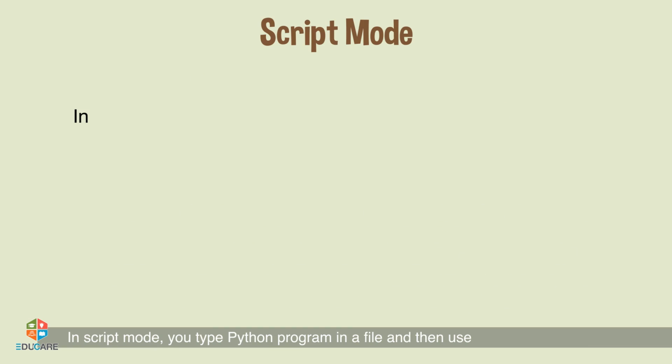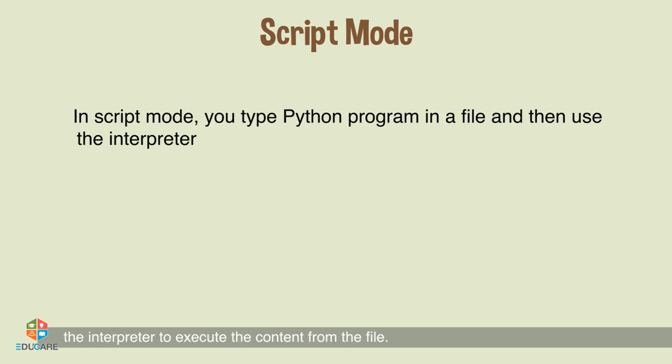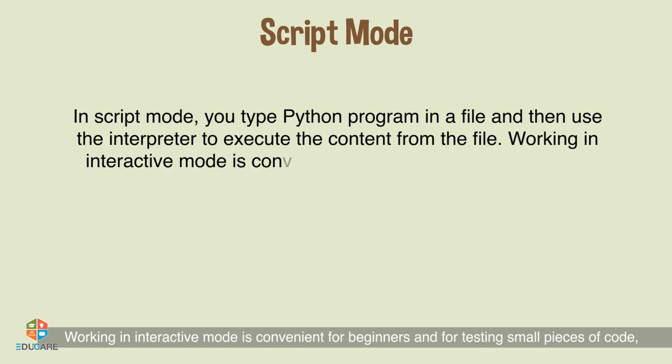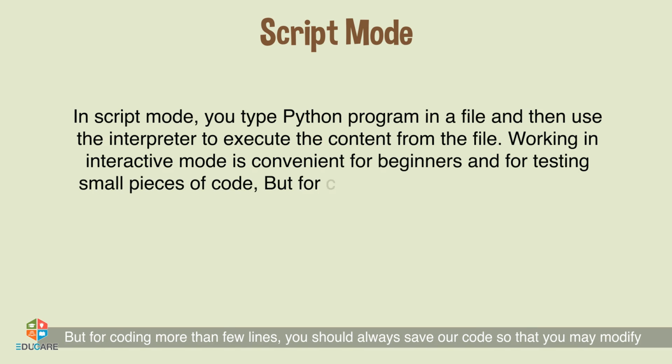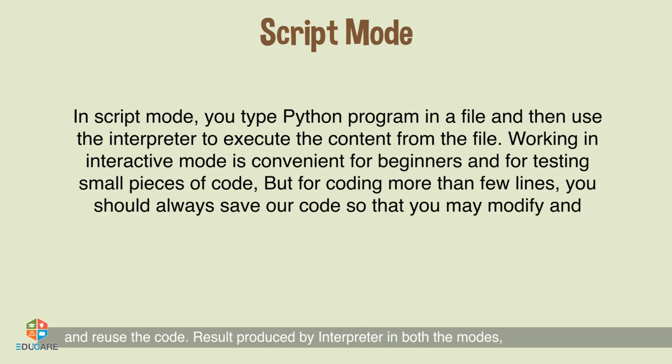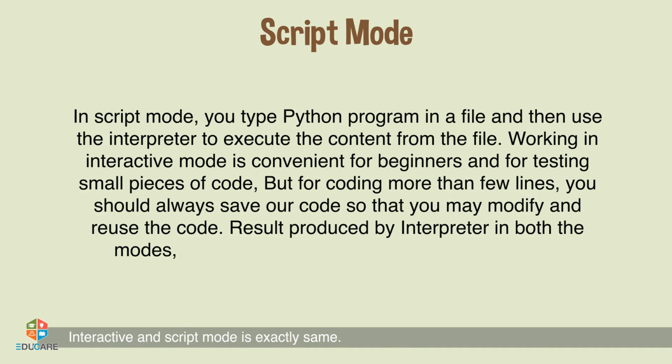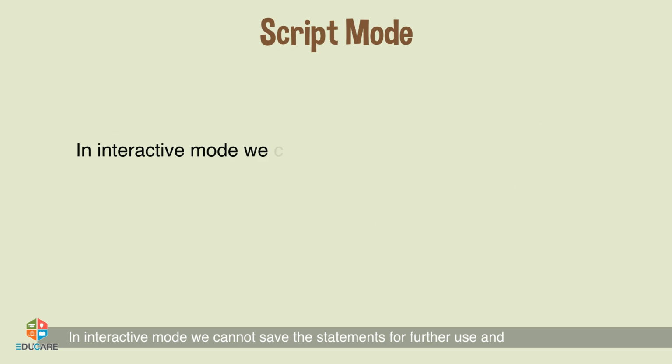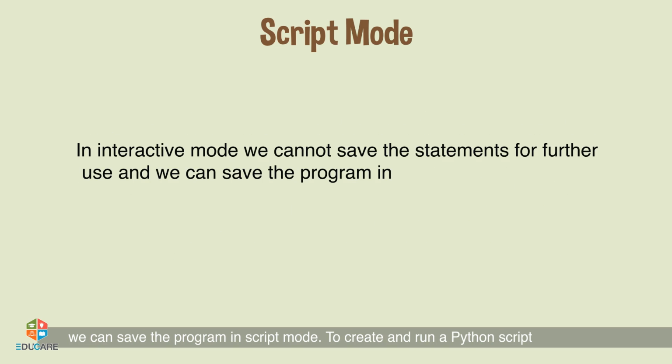Script mode. In script mode, you type a Python program in a file and then use the interpreter to execute the content from the file. Working in interactive mode is convenient for beginners and for testing small pieces of code. But for coding more than a few lines, you should always save your code so that you may modify and reuse the code. The result produced by the interpreter in both modes, interactive and script, is exactly the same. In interactive mode, we cannot save the statements for further use. We can save the program in script mode.